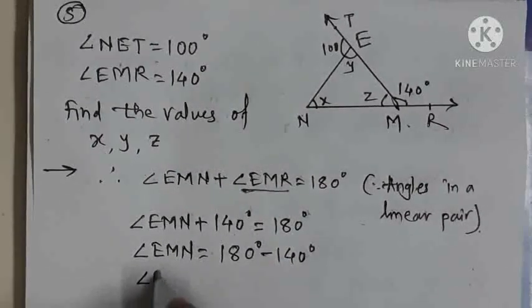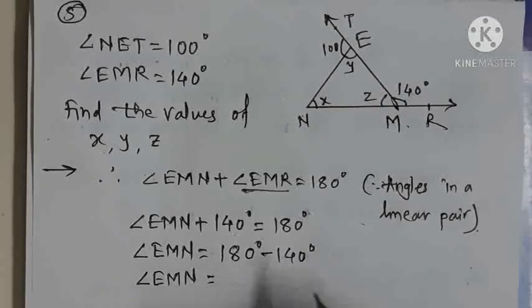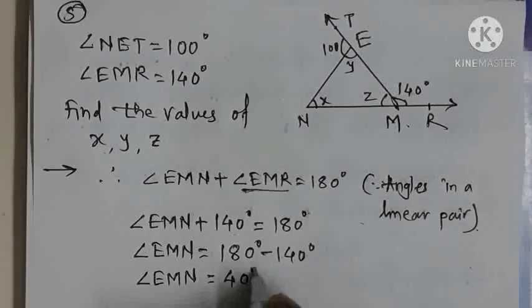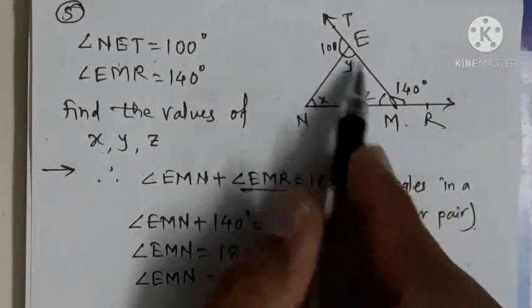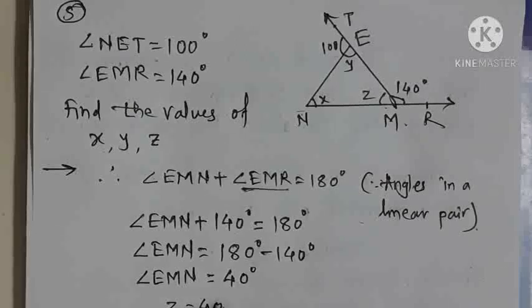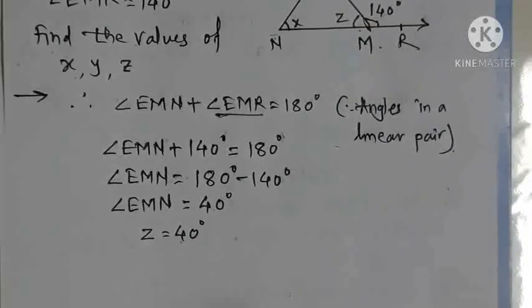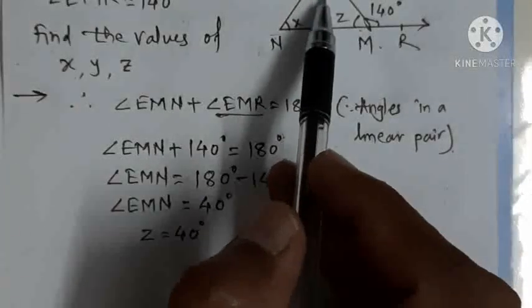Therefore angle EMN is equal to 180 minus 140 that is 40 degree. EMN, that is Z, Z is equal to 40. In this way, we find the value of Z. Now, next find the value of Y.